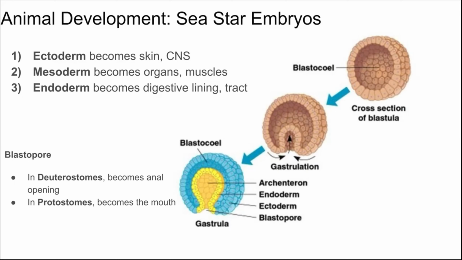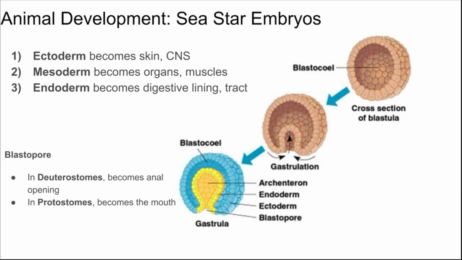Remember that in the sea star embryo, we saw gastrulation and the creation of the gastrula. The cells in the gastrula stage are beginning to differentiate. The ectoderm layer becomes the skin and the central nervous system. The mesoderm layer becomes organs and muscles. The endoderm layer becomes digestive lining and digestive tract.